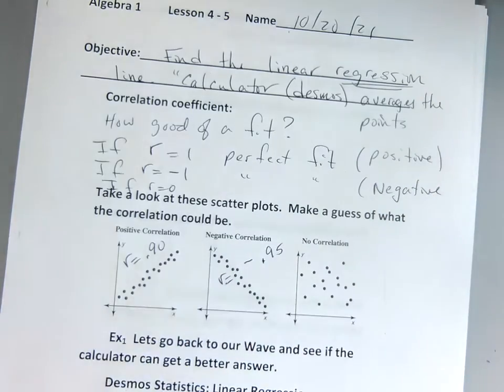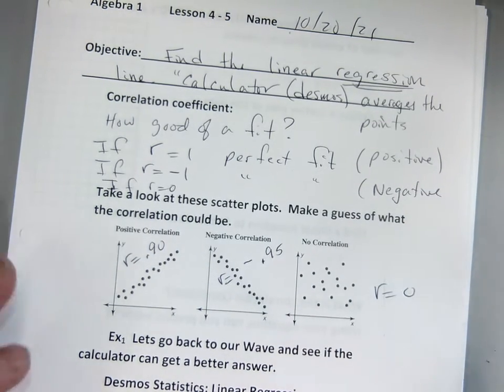So I'm just guessing. I know it's got to be negative because it goes downhill. It's not perfect. It looks a little bit better than the other. These are just guesses. And what do you think about the next one? How about R equals 0? You okay with that? Okay. Now, we did that.